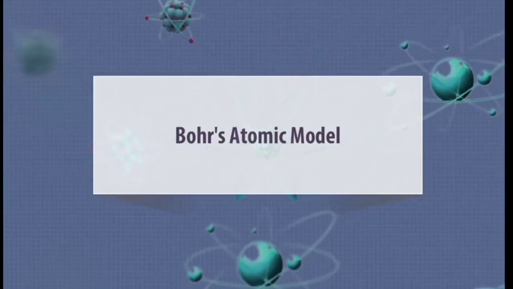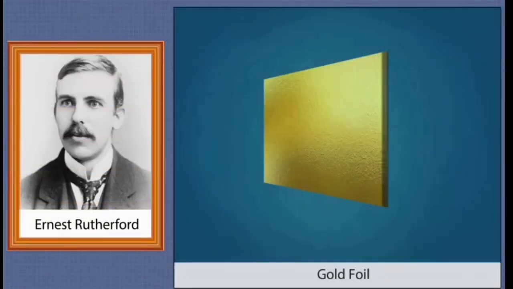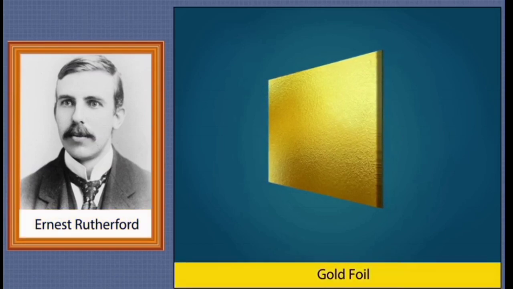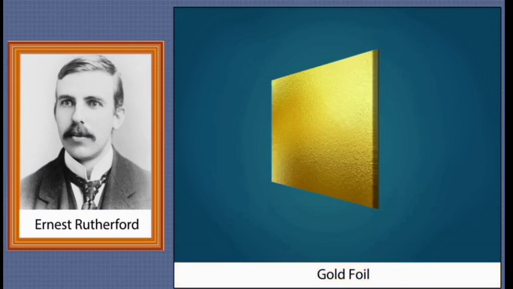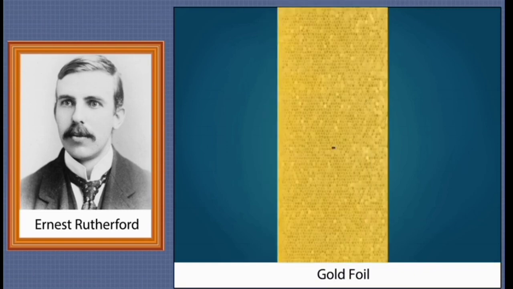In this module, you will learn about Bohr's atomic model. Thomson's student, Ernest Rutherford, conducted an experiment using gold foil, which disproved Thomson's model. For his experiment, Rutherford used a gold foil which was about 1,000 atoms thick.